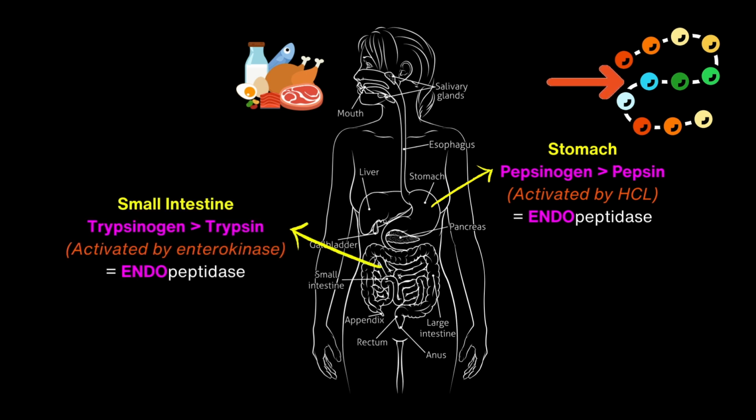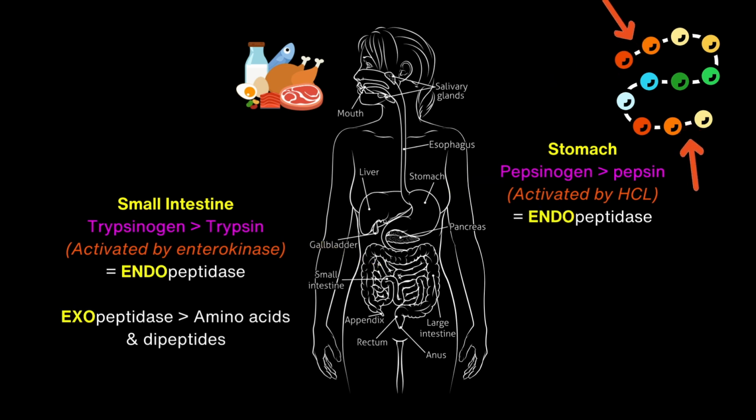We now go to the small intestine, and there's another precursor. So trypsinogen is activated by enterokinase to trypsin, and this is another endopeptidase, so it's breaking it down in the middle. The reason why we have precursors is because we don't want the active enzyme to be present all the time, because this can cause problems such as digesting things that don't need to be digested.